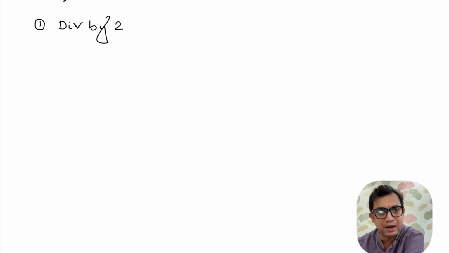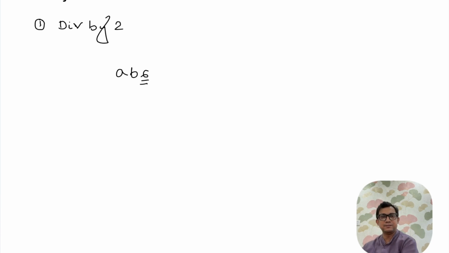All of you have the idea: if I ask how to check whether a number is divisible by two, then we check only the last digit. Say a number is AB, and the last digit is six. If the last digit is divisible by two, the number is divisible by two. Or you can say it is an even number. And how to check an even number? The last digit is even.